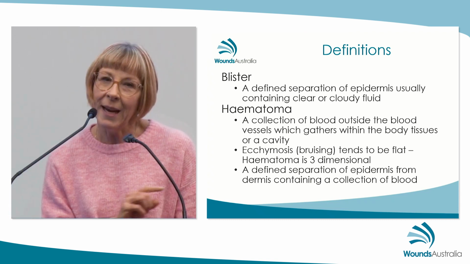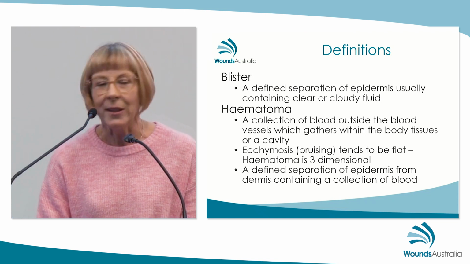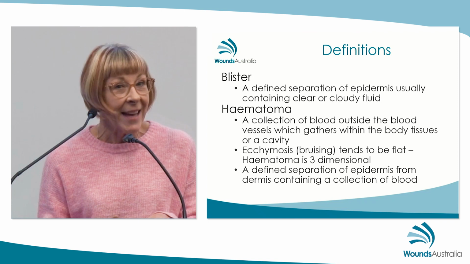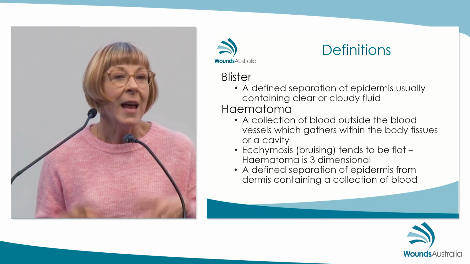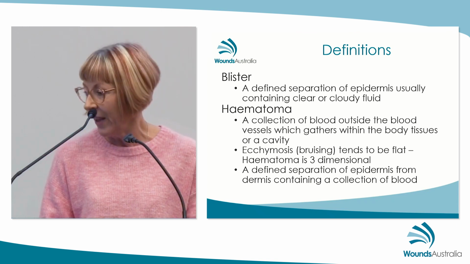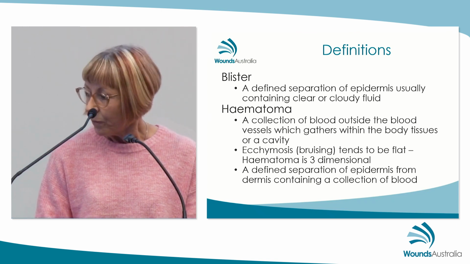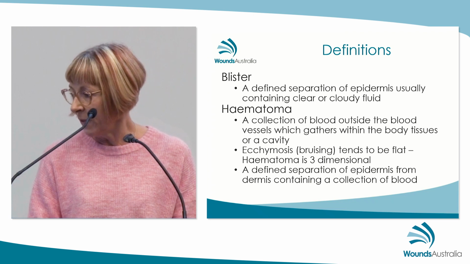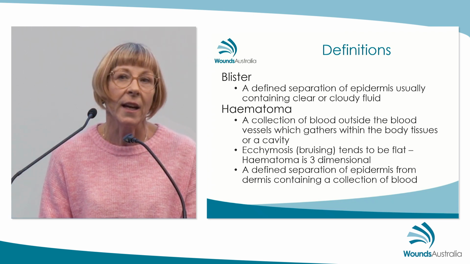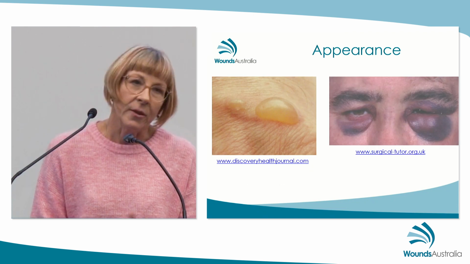So when I was looking this up to find some information, it stated that bruising tends to be flat, so it tends to be two-dimensional, as a hematoma tends to be three-dimensional. So that's another really good way of thinking about it. And of course, it can further be defined as a defined separation of epidermis from dermis containing a collection of blood.